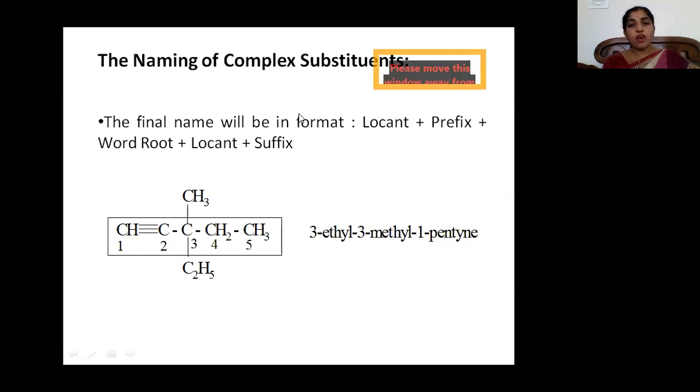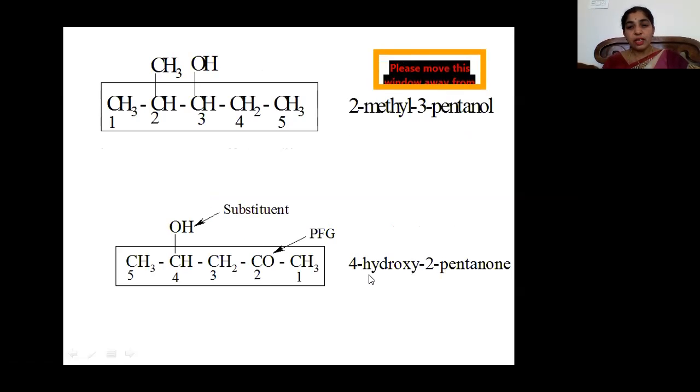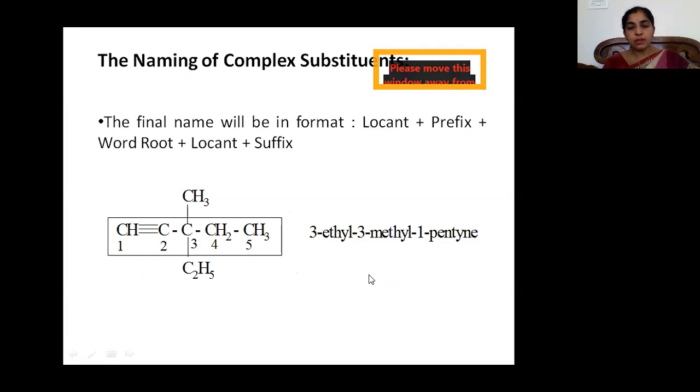So, if you name any compound, it contains the locant, the prefix, the primary prefix, right? Then we write the root word. There are two prefixes, that's why we have written 3-ethyl, 3-methyl, right? After the prefix, we write the root word. After the root word, again we write the locant, or sometimes the locant can be written first. Pent is the root word and the suffix is Y-N-E, the primary suffix. Sometimes they write pent-1-yne. That also can be written.